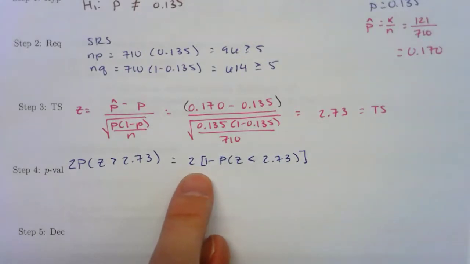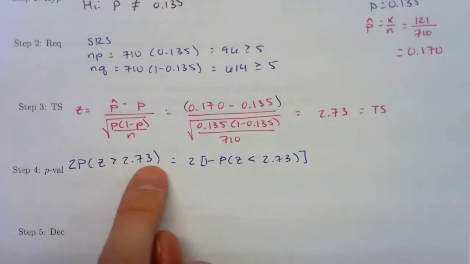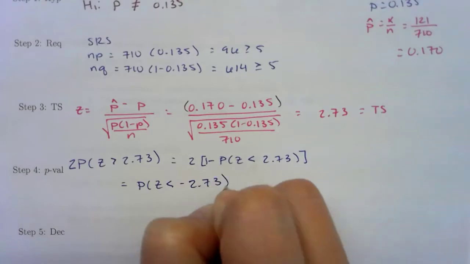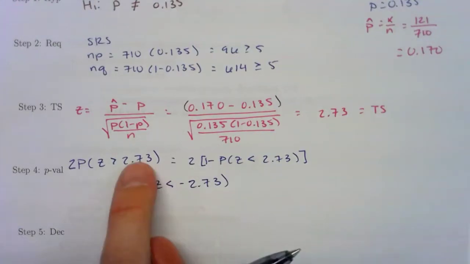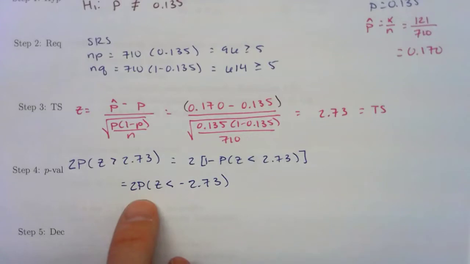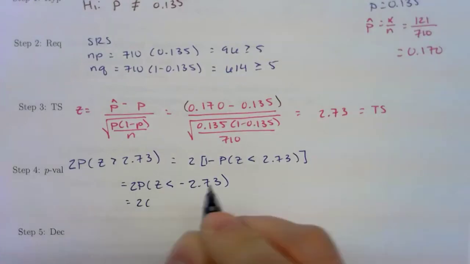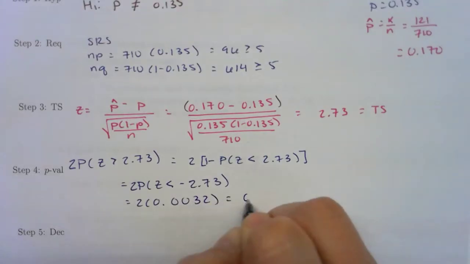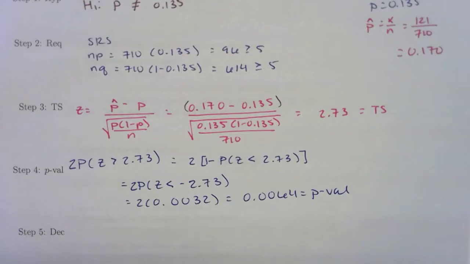Or I can save you one step. This is a symmetric distribution, the z distribution, right? The standard normal. It's centered at 0. So if we want the area beyond 2.73, that's the same as the area beyond negative 2.73. So we can look up the negative of this, look it up to the left, and then multiply by 2. And when we do this, looking up negative 2.73 gives us an area of 0.0032. We multiply that by 2 to get 0.0064.